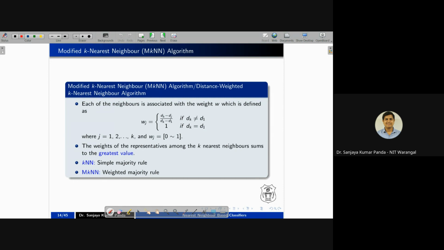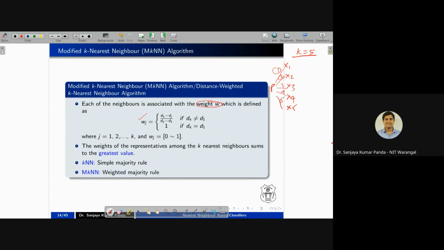That means every neighbor will get a weight value based on the distance. How to calculate this particular weight is more important. Each neighbor is associated with a weight W. Let's say k is equal to 5, so you are taking 5 samples, x1, x2, x3, x4, x5. They are the closest to pattern P, but their weight values are different. I can give a weight value 1 to x1, 2 to x2, 3 to x3, 4 to x4, and 5 to x5. How to get this value depends upon this particular formula.